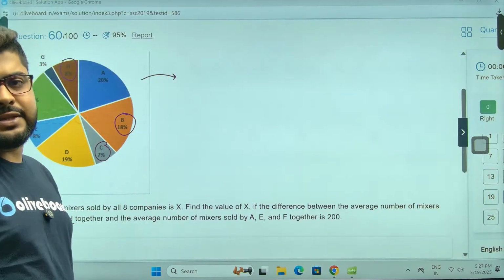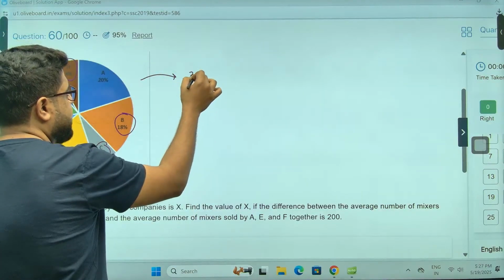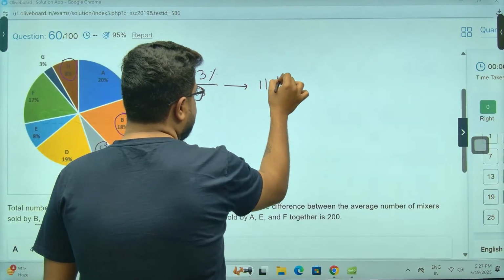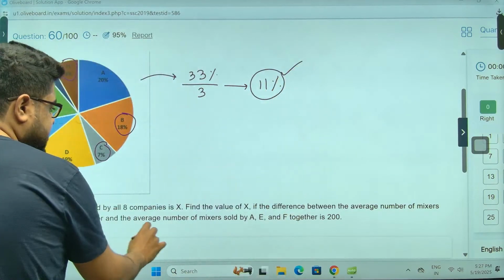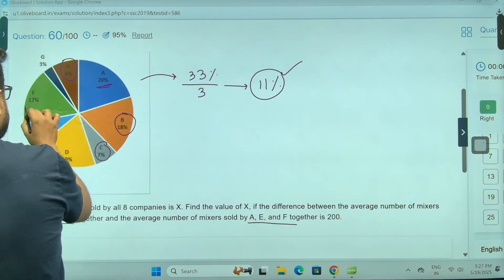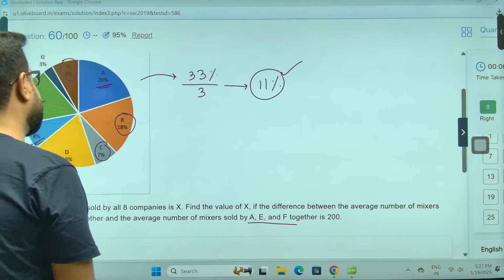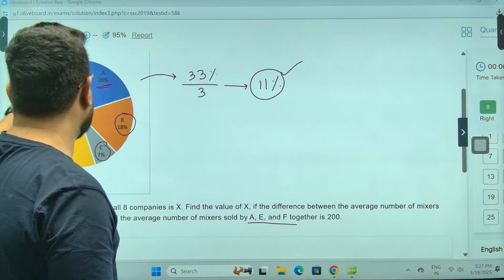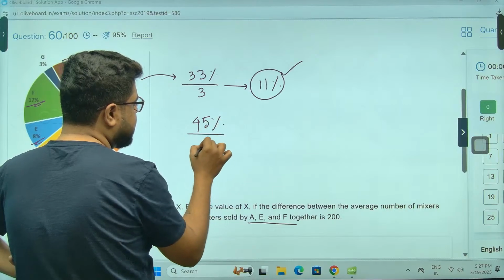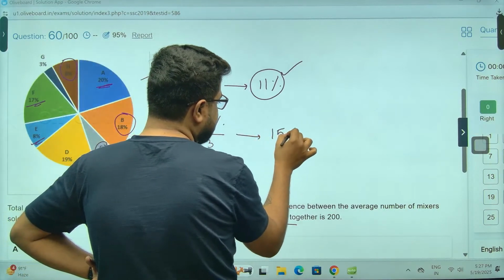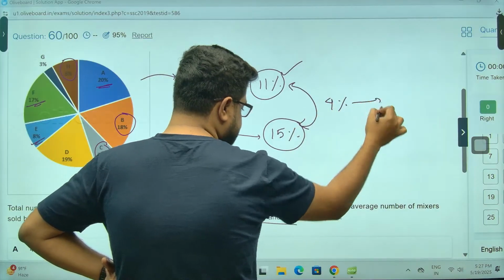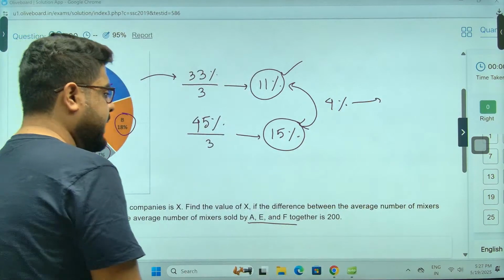B, C, and H. So 8 and 7, 15 and 18. 15 plus 18 means 30 plus 3, 33%. Average means divided by 3, that is 11%. That is the average. Average number of mixers A, E, F. A is this, E is this, F is this. 20 and 8, so 28, 28 and 7, so 35, 45, sir. So the average will be 45% by 3, that is, sir, 15%. So this difference is of 4%. That value is given to you as 200, sir.